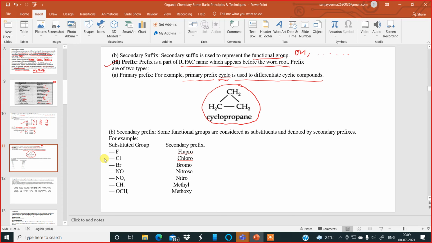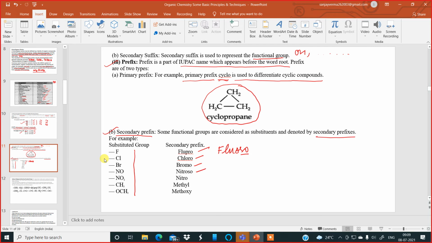Then let us see the next point. Secondary prefix, that was primary, now secondary prefix. There are some functional groups which are considered as substituents and denoted by secondary prefixes. Now you can see the examples over here. F. If F is there, we call it fluoro. F-L-U-O-R-O. There is a spelling mistake which I have typed wrongly. F-L-U-O-R-O. Okay. Fluoro. Then there is chloro, bromo.